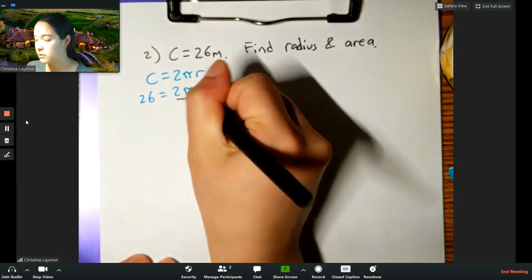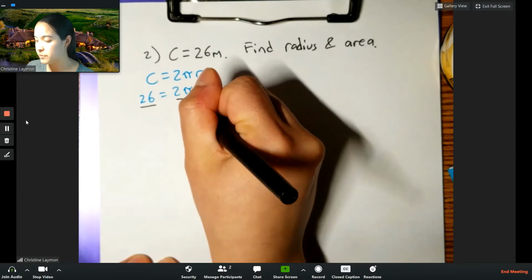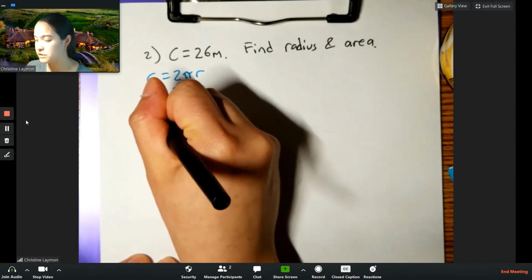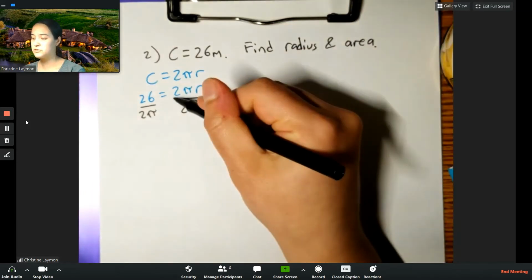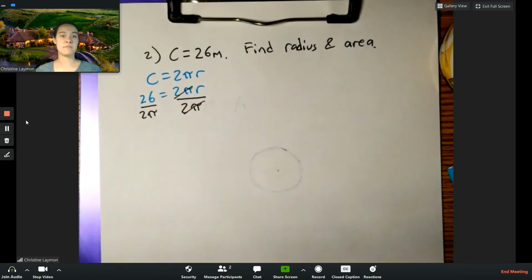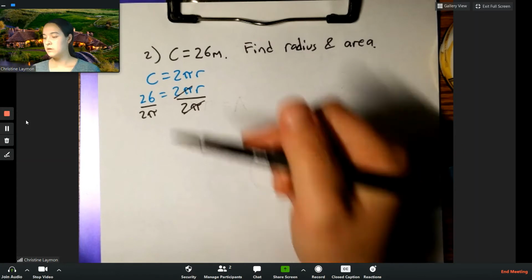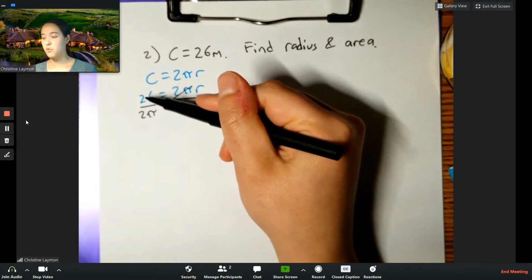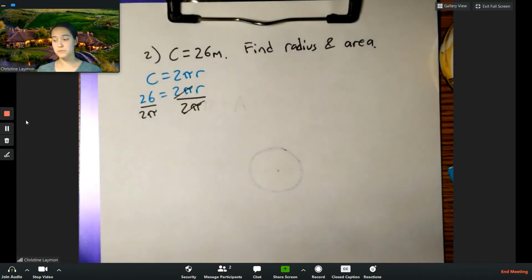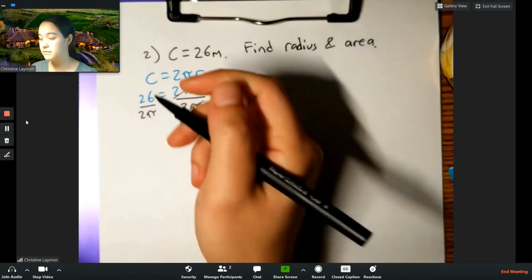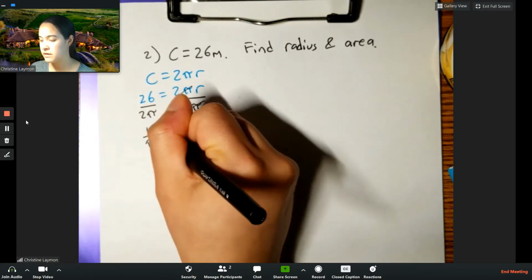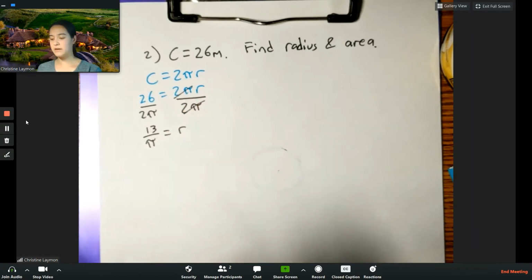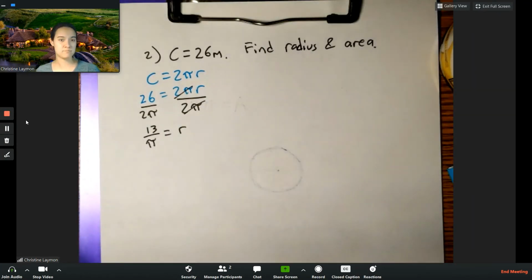Notice then that what I have is 2 times pi times r. To get r by itself, divide both sides by 2 pi. I've done that so that these 2 pi's simplify. They cancel out. On this side, I have 26 divided by 2. That's going to get me 13. Pi is on the bottom. So 13 divided by pi, that is going to be our value of r.